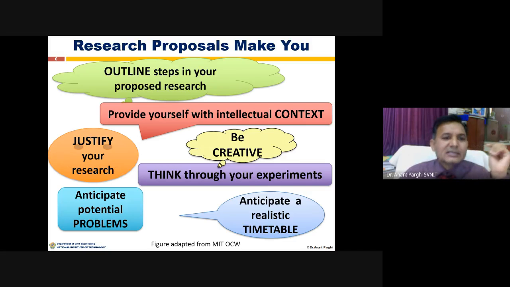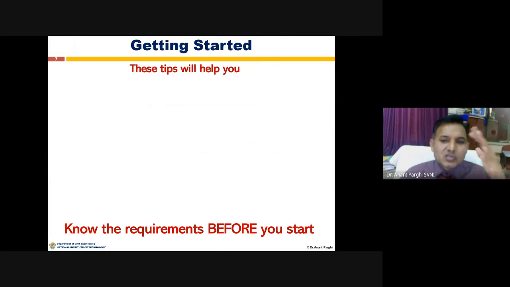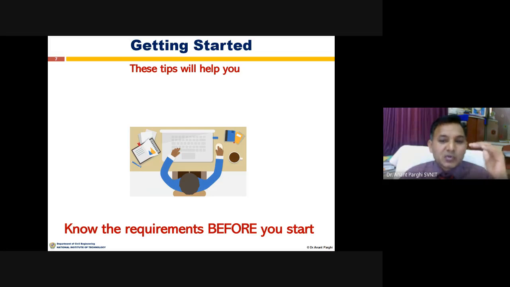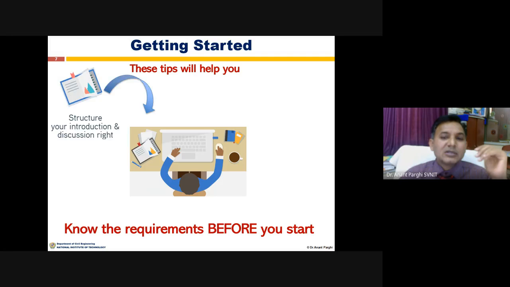So let's say we are getting started on that particular research proposal. What do we need to write down? Know the requirements before you start, so there should be a clear objective and a clear goal. Here we can write some tips which will help you write the research proposal. Your structure: introduction, discussion. You need to write a proper structure for the introduction also, because on the first page you cannot introduce a figure; it will give a bad impression. So we need to write a proper introduction.